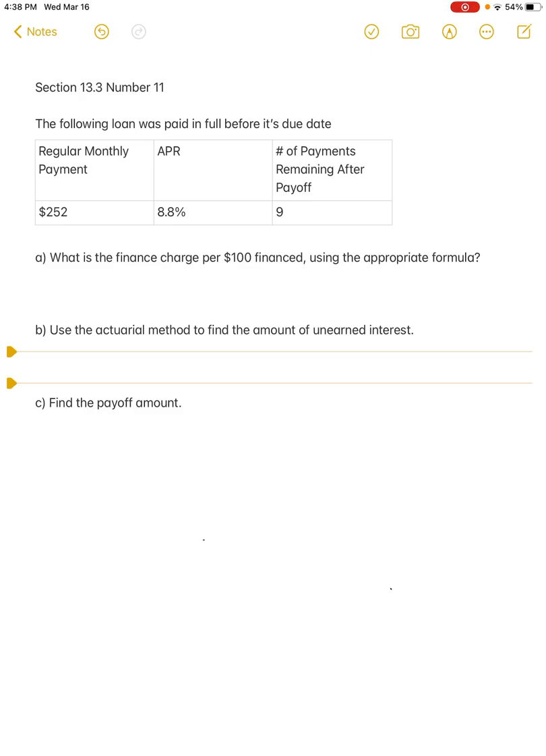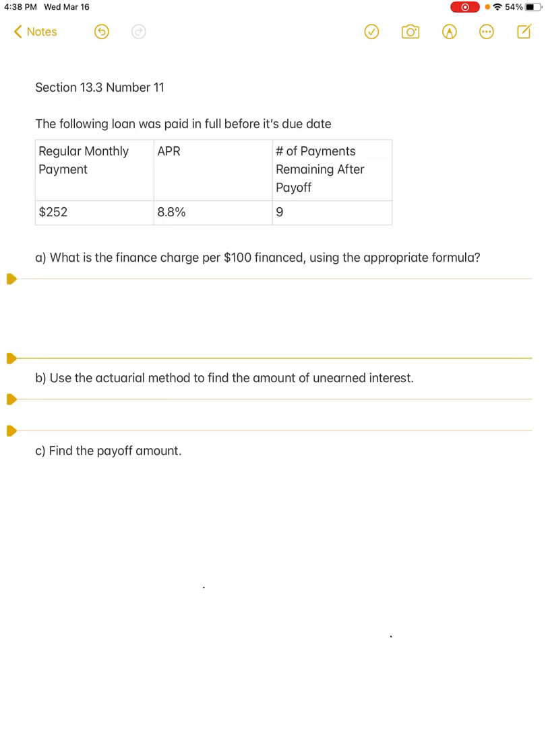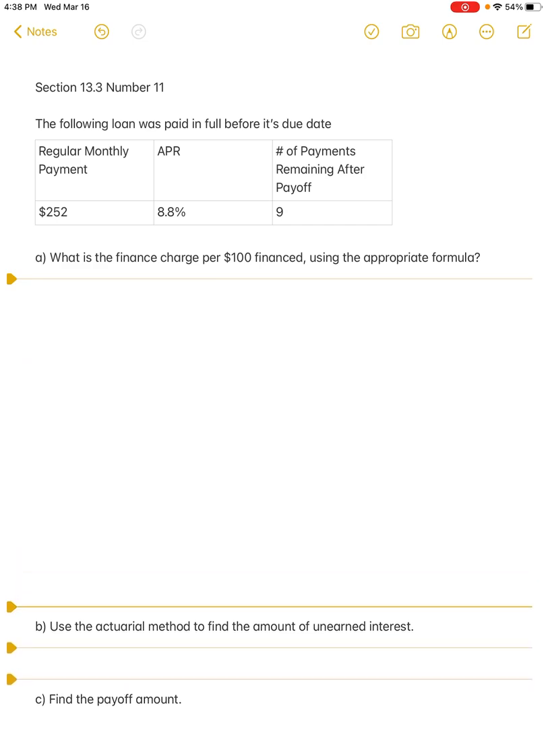And so let's go ahead and work this problem out with the realization that what we do first is going to be very calculator heavy. Then it's going to get better and better and better. So if we're going to do the finance charge per $100 financed and know the appropriate formula, we should know its symbol. The finance charge for each $100 financed has the symbol H. And so here's the formula.